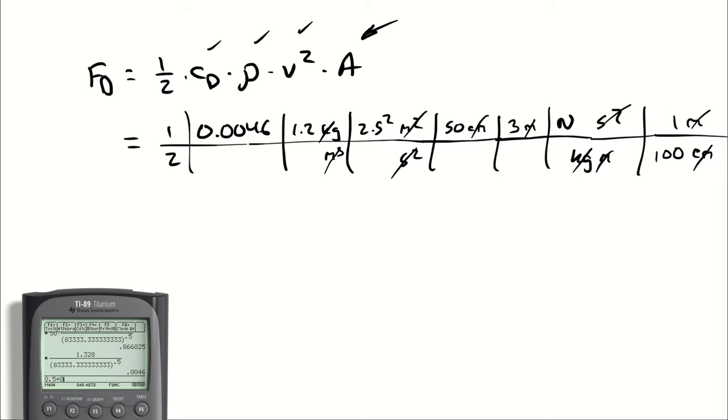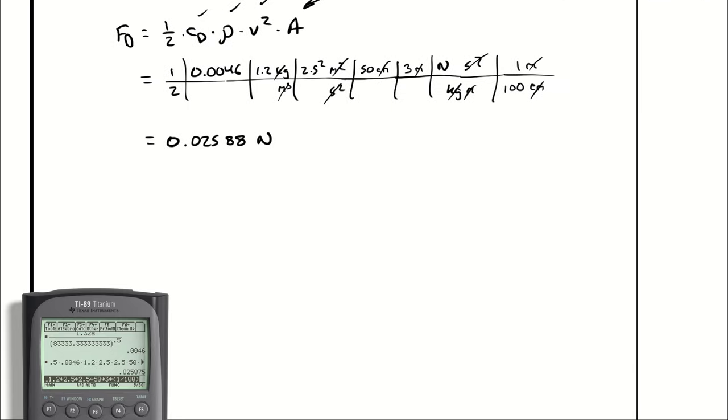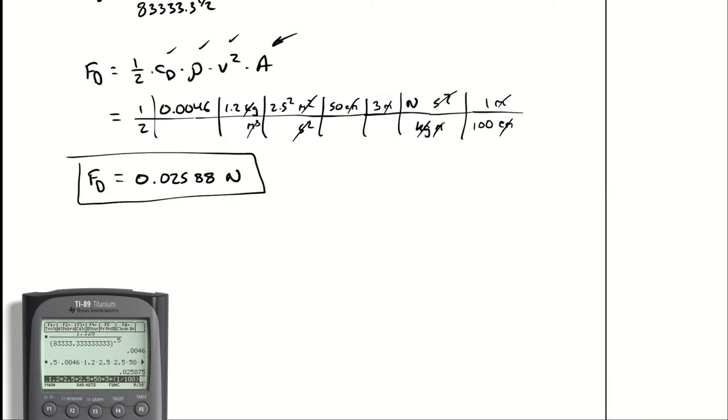So, 0.5 times 0.0046 times 1.2 times 2.5 squared times 50 times 3 divided by 100. And we have 0.025875. So for air blowing across the plate, we have very little drag force on the plate. Almost 0.03 of a newton.